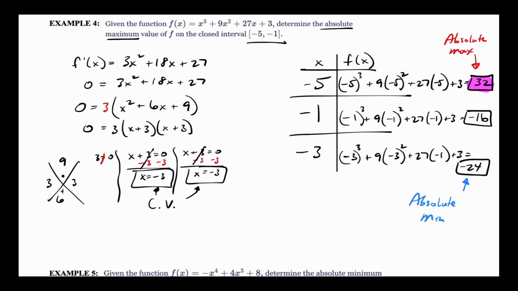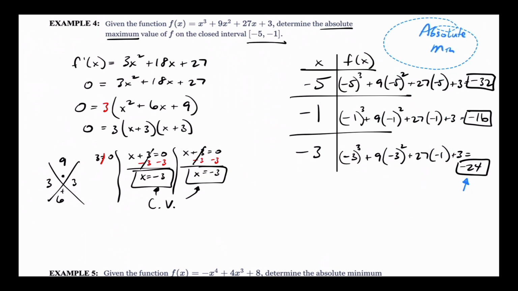Sorry. No. I read my notes wrong. This is actually -32. Let me rewrite this. Sorry. Thought it was positive 32, but I read my notes wrong. It's actually -32. So that's going to change it a little bit. That's going to be the absolute minimum now. And the absolute max is going to be -16.